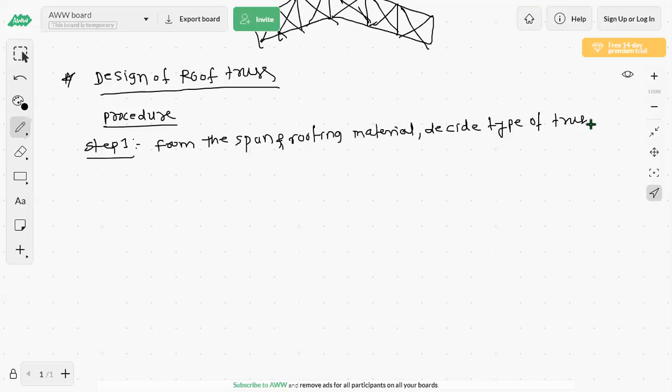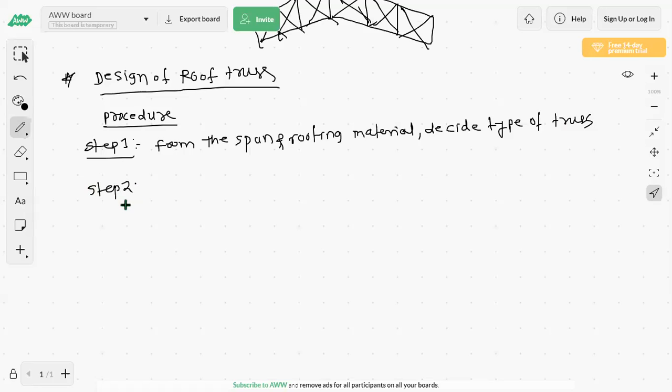So first we have to decide the type of truss. It depends upon the span, 6 meter to 20 meter. That depends upon us. Otherwise, they have given the span and type of truss directly in the problem statement, like design a Pratt truss, design a Howe truss. Or we have to decide the type of truss, whatever type of truss we have seen, 1 to 8. So that is step number 1.